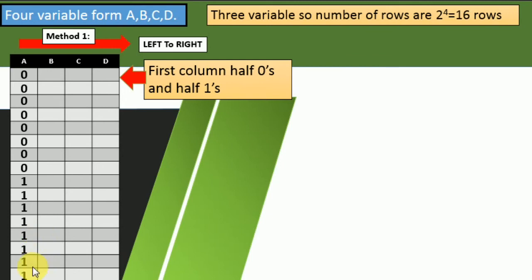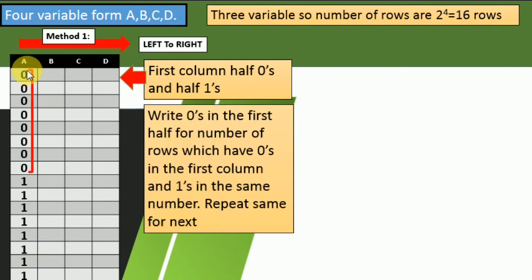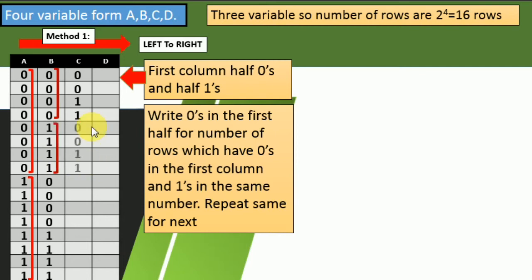Now for the next, these 8 are again going to be divided 4 4. That means 4 0 and 4 1. For this part also 4 0 4 1. Next, for these 4 0, again divided 2 2: 2 0 2 1. For these one, 2 0 2 1. For these 4 0: 2 0 2 1 and 2 0 2 1.